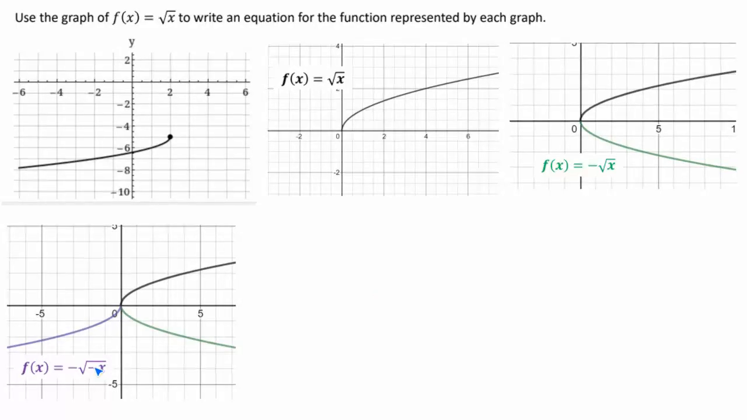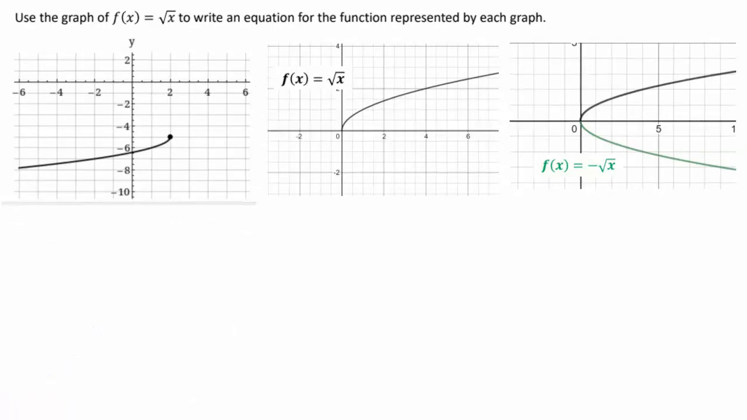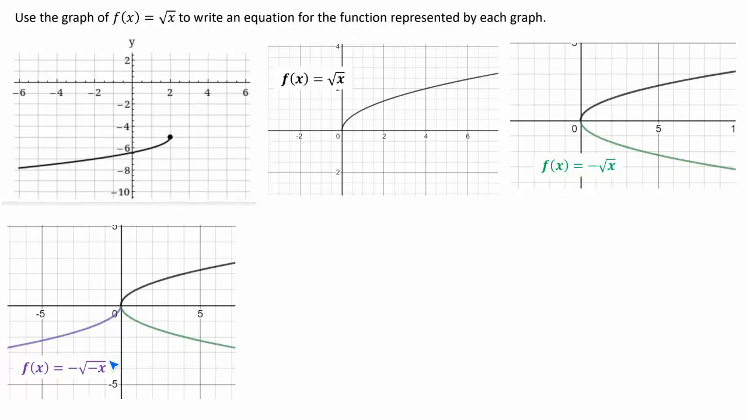So if I add the negative on the inside, then that causes a reflection on the y-axis, as you can see by this line that I'm pointing to. It's going to reflect to the left. So when you add it to the outside of the function, it reflects on the x-axis and it looks like this. But when you add it on the inside of the square root, then it reflects on the y-axis.